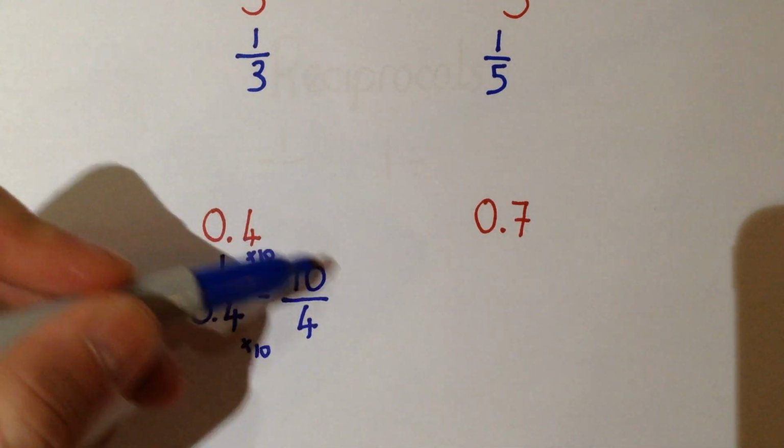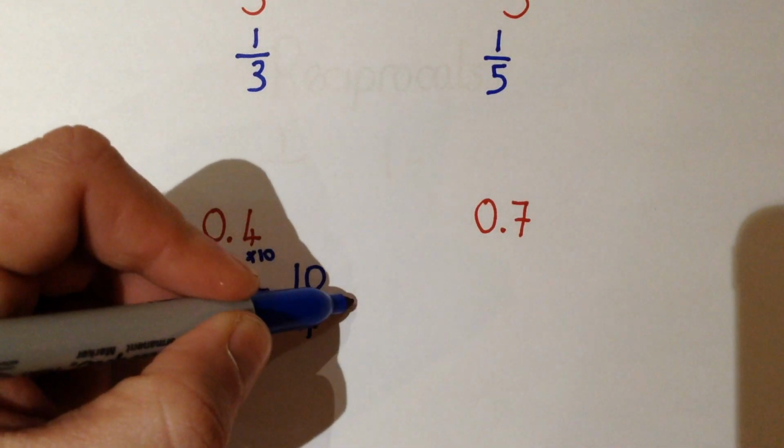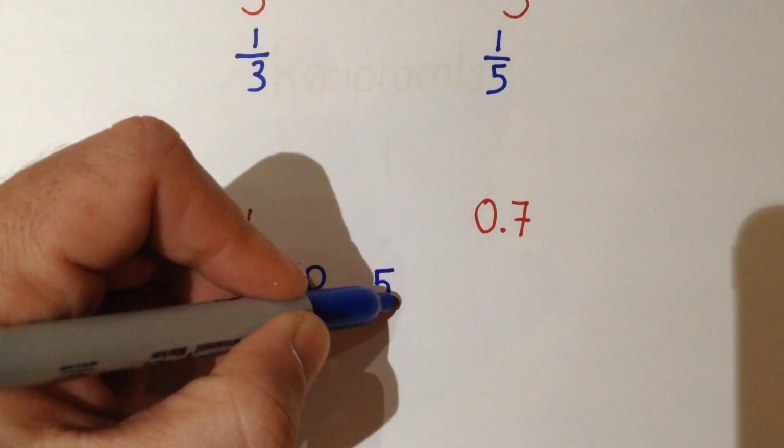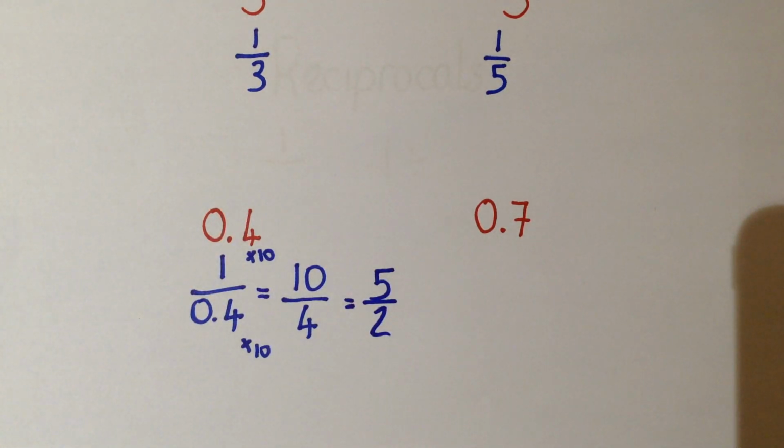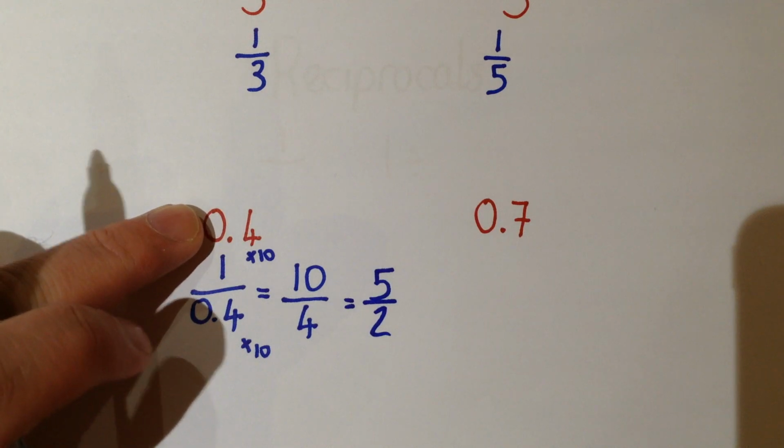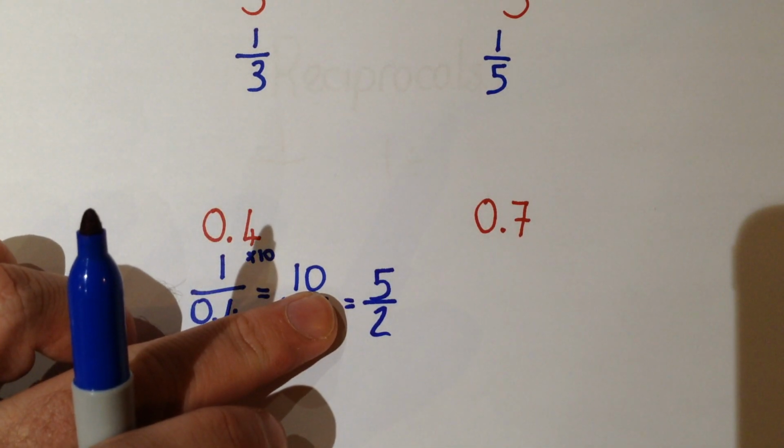Now 10 over 4, we wouldn't leave it like that. We'd simplify to give us 5 over 2. So the reciprocal of 0.4 is the fraction 5 over 2.